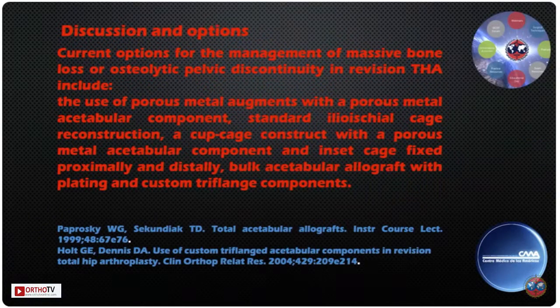Discussion options. Current options for the management of massive bone loss or osteolytic pelvic discontinuity in revision total hip replacement include: 1, the use of porous metal augments with a porous metal acetabular component, standard ilioischial cage reconstruction, and a cup cage construct with a porous metal acetabular component and inside cage fixed proximally and distally, bulk acetabular allograft with plating and custom 3-flange component. We decided on this cup cage construct.